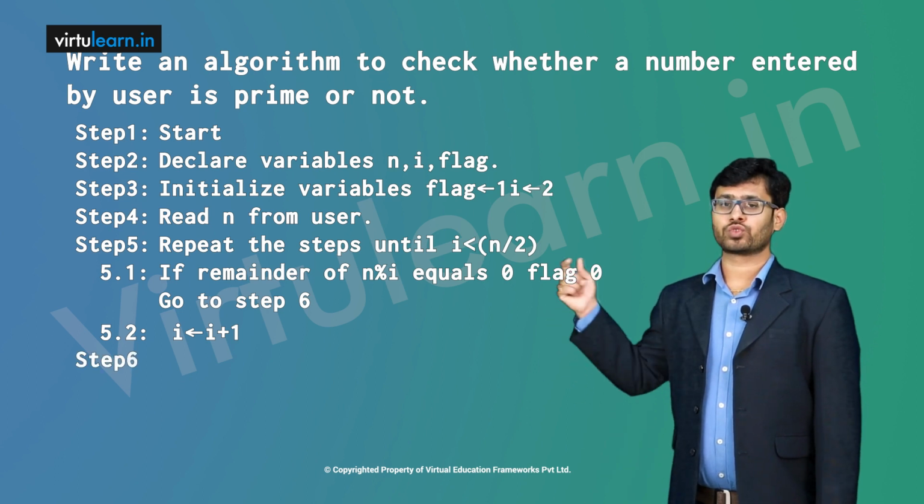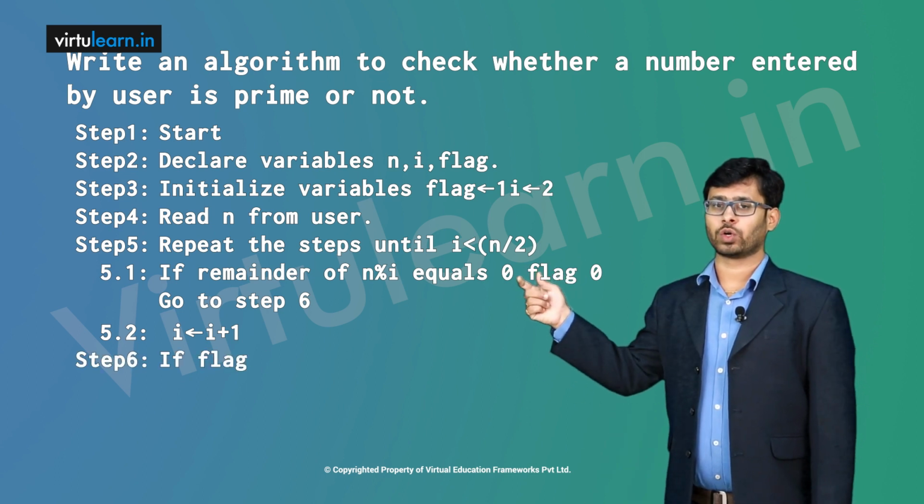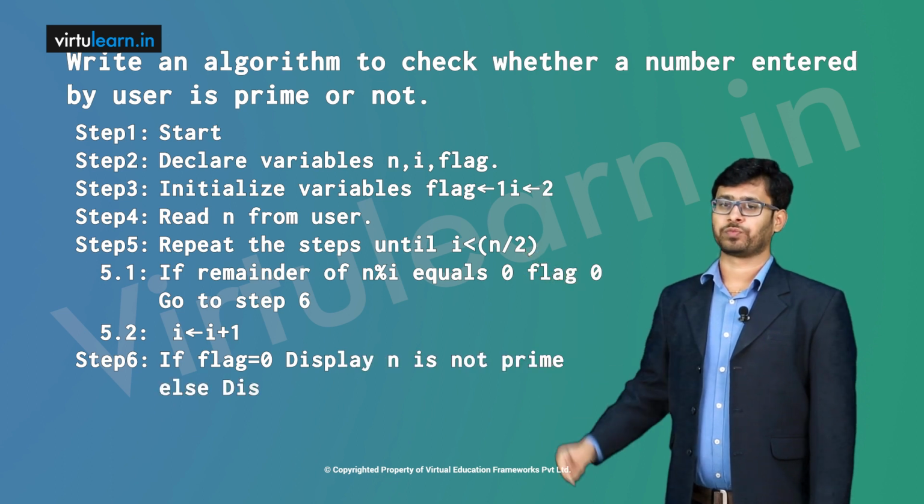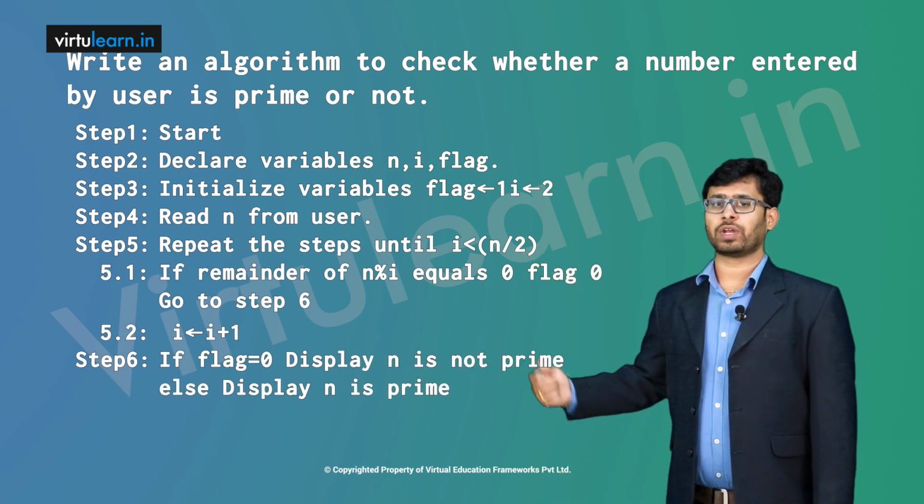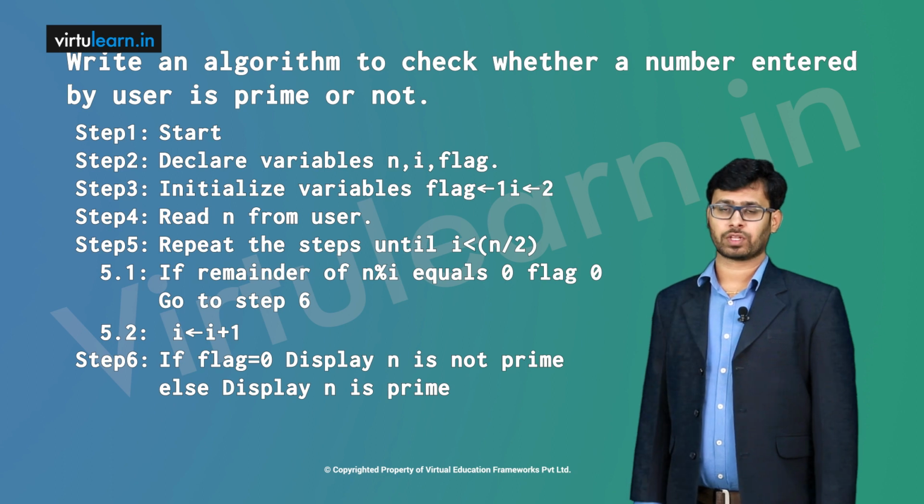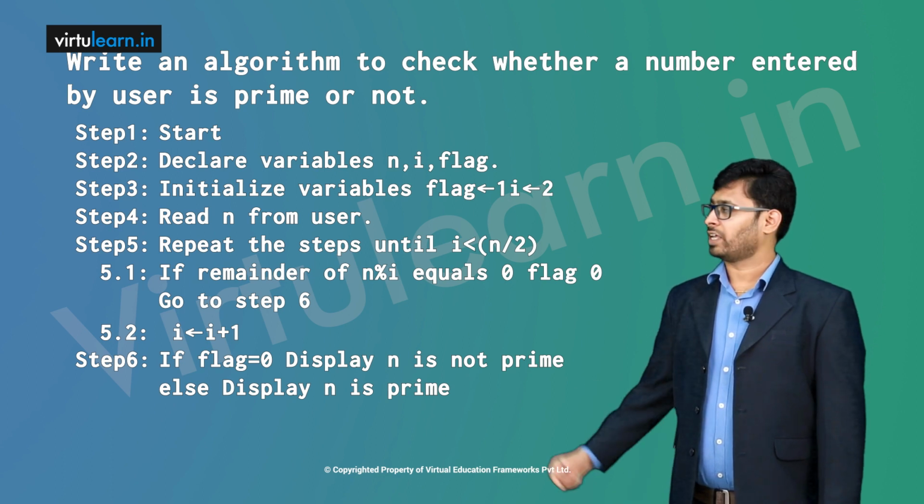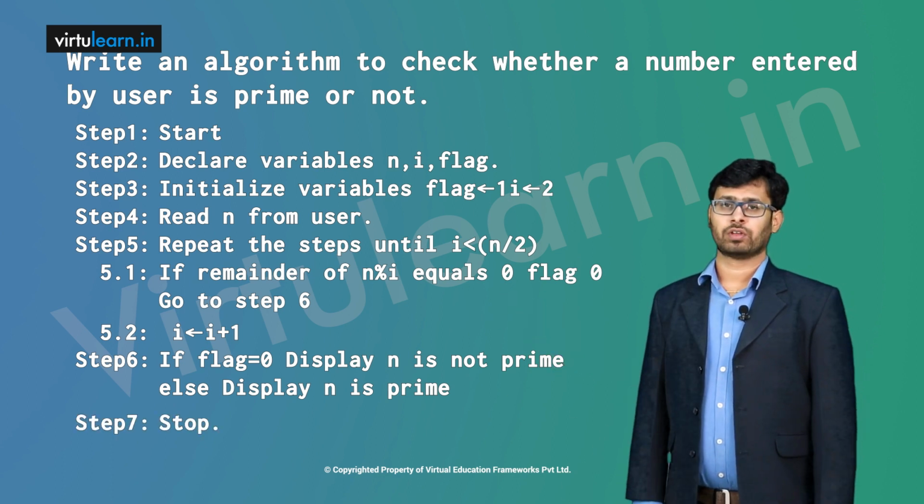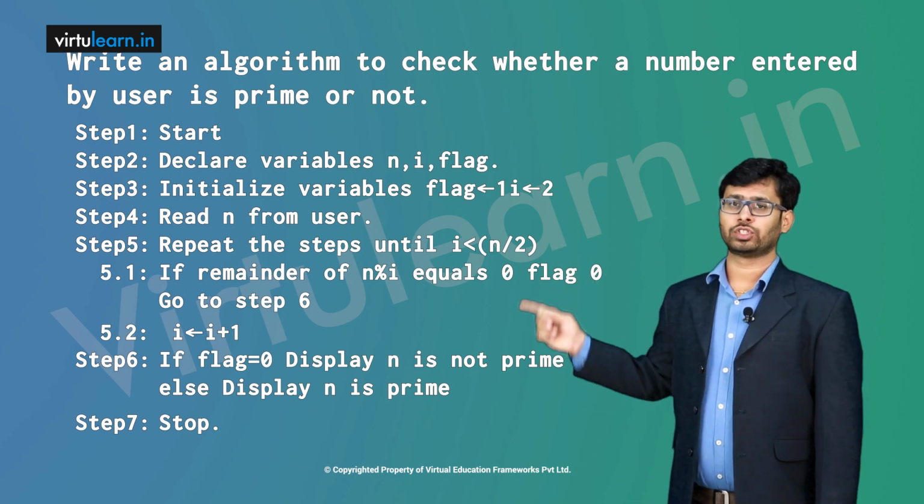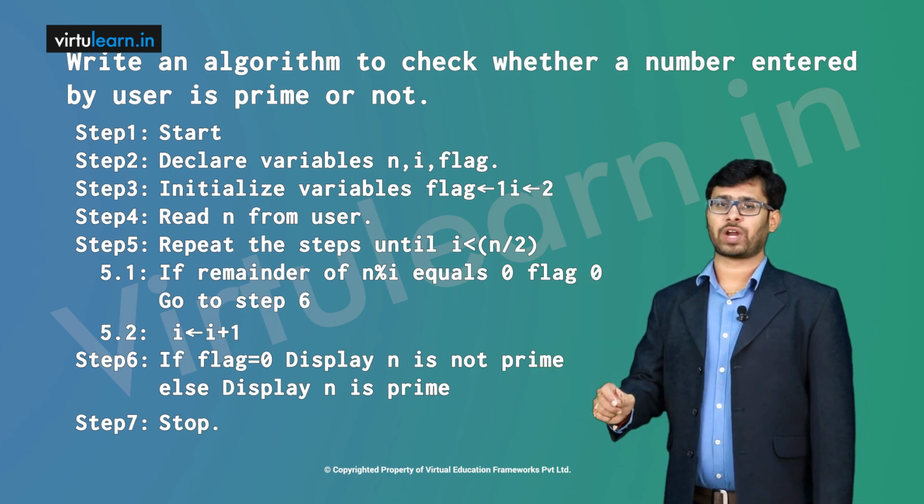Step 6 is to check if the flag is 0, display n is not a prime. Else, display n is a prime number. The last step is stop. So this is an algorithm to check whether a given number is a prime number or not.